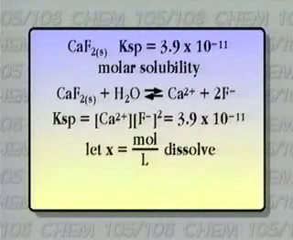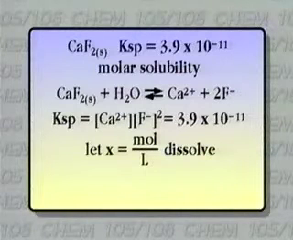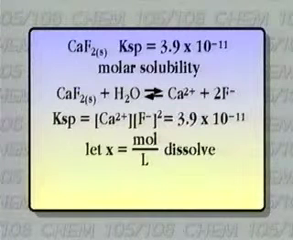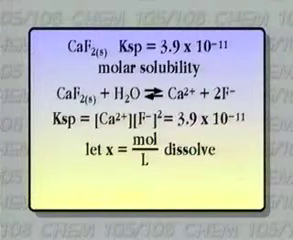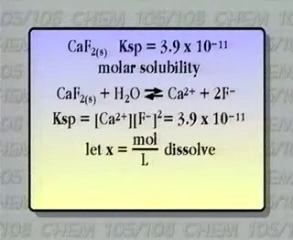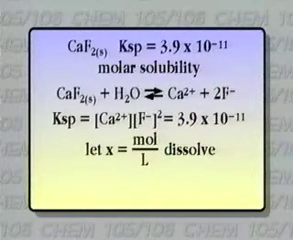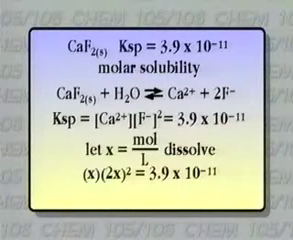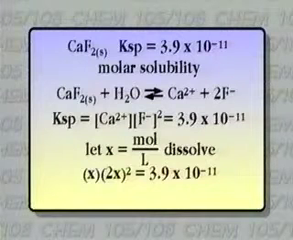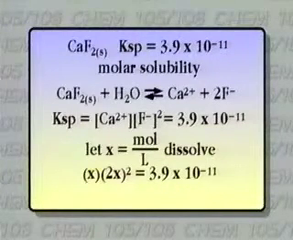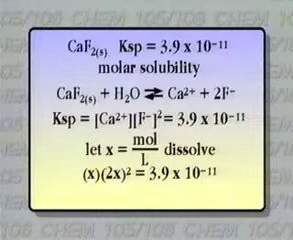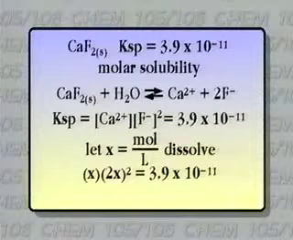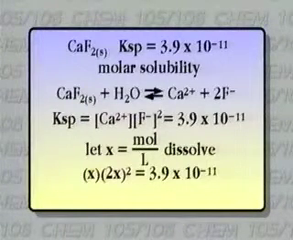If x calcium fluoride dissolves, how much calcium ion will we have? x. But how much fluoride ion will we have? 2x. So we want to keep that in mind when we bring it down here. We're going to put in for calcium now, x. For the fluoride, we're going to have 2x is its concentration, but its concentration must be squared, so we have to keep that subscript, is equal to 3.9 times 10 to the minus 11.